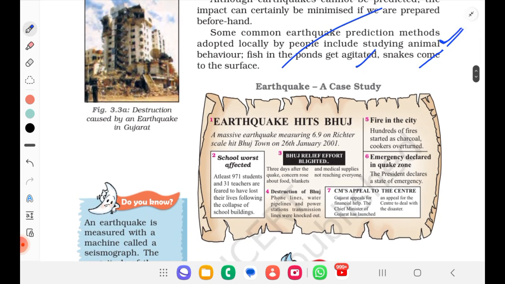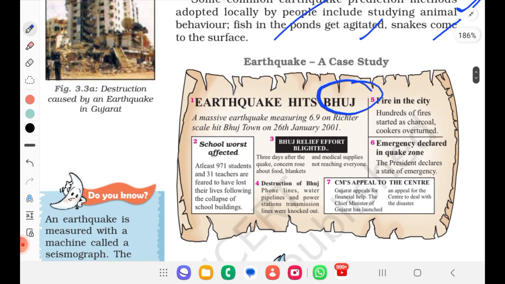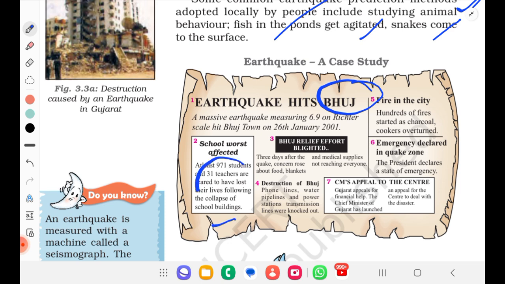earthquake hits Bhuj. Once in Bhuj also there was an earthquake. We'll see. A massive earthquake measuring 6.9 on the Richter scale hit Bhuj town on 26 January 2001. Okay. Schools were worst affected. At least 971 students and 31 teachers were feared to have lost their lives following the collapse of a school building. So many people lost their lives, particularly in the school.